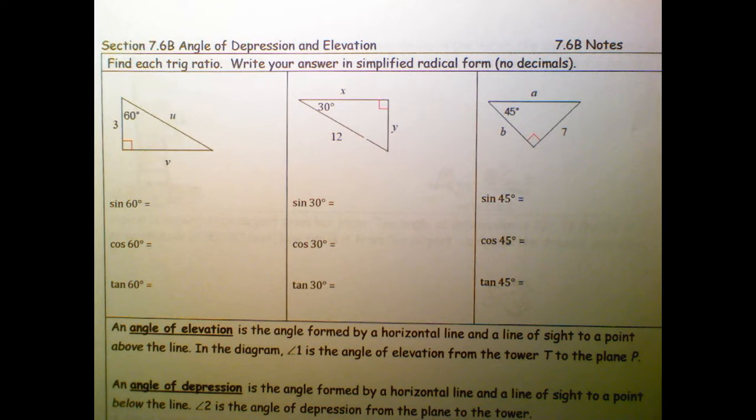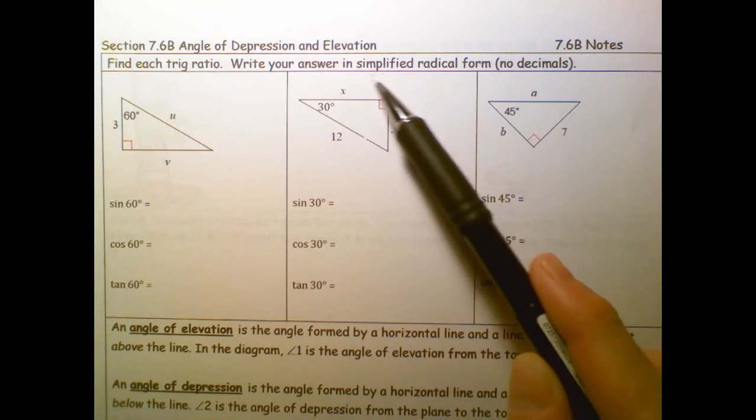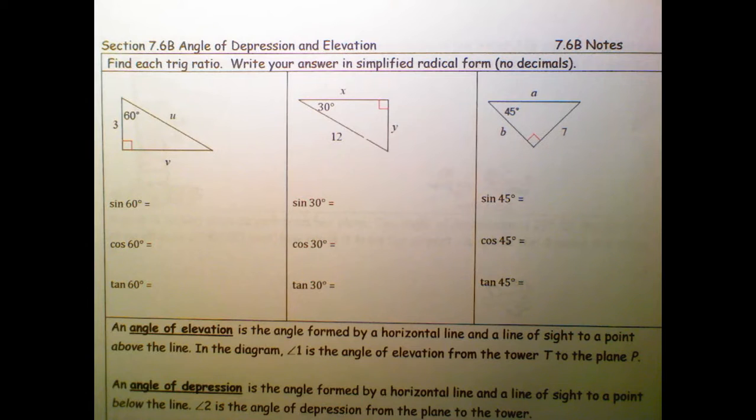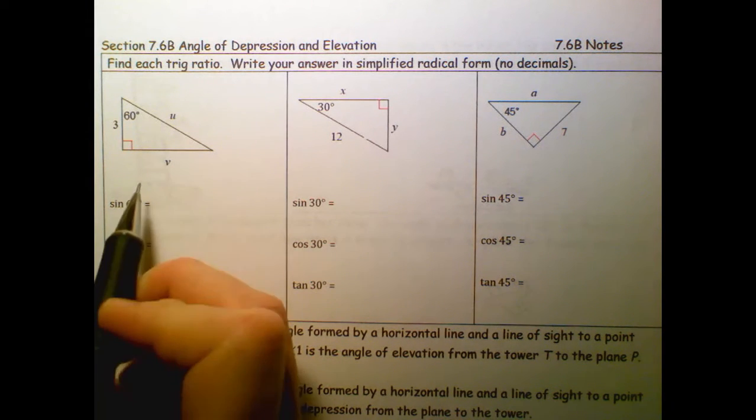What we don't do with these families typically is just read these answers right off the trig table, and we don't always just punch them into our calculator. So what we are going to do with these is write our answers in simplified radical form. All right, so we are going to be using our SOHCAHTOA.